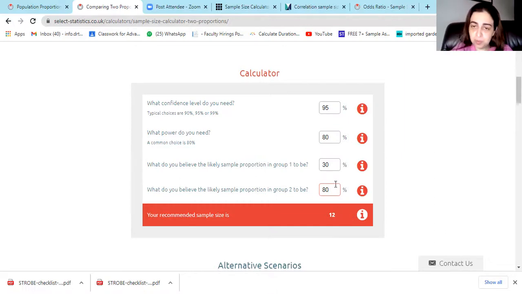Now, if I find a paper which says 60 and 70% proportions in both groups, you can see that the sample size has risen a lot. Bottom line is, the less the difference between the proportions in the two groups, the greater the sample size. The more the difference between proportions in the two groups, the smaller the sample size. So you choose a paper which shows more difference in the two groups.